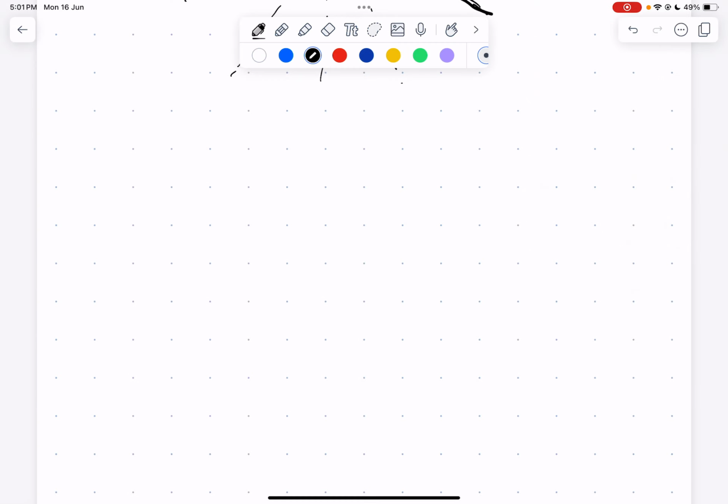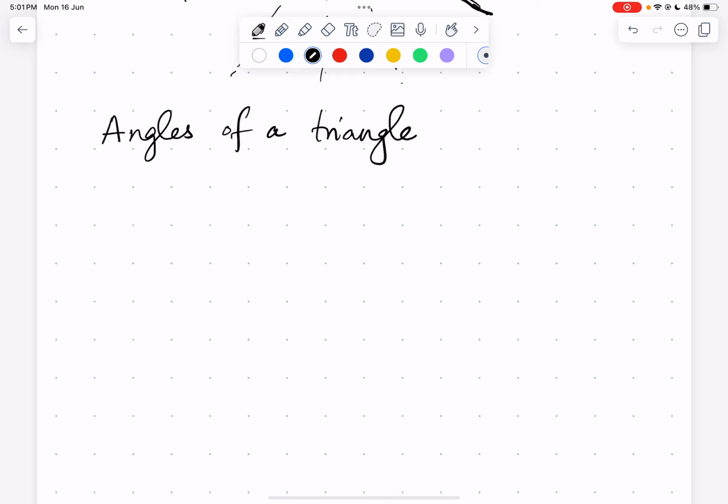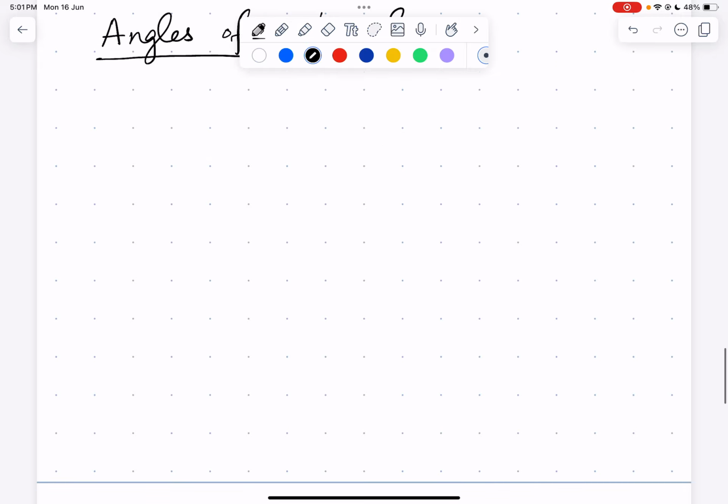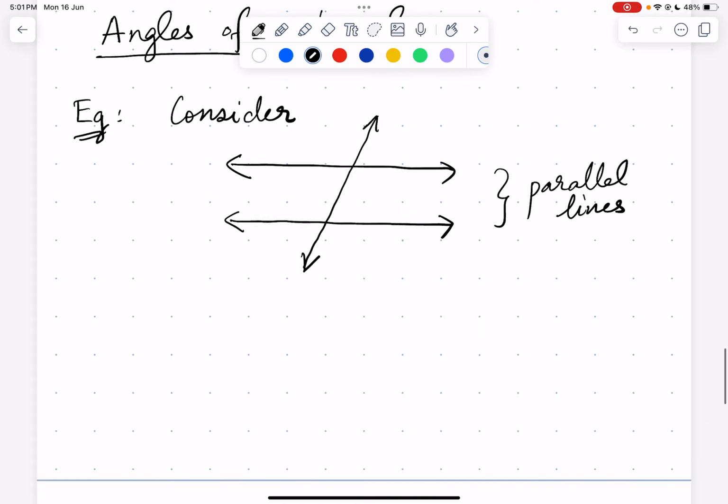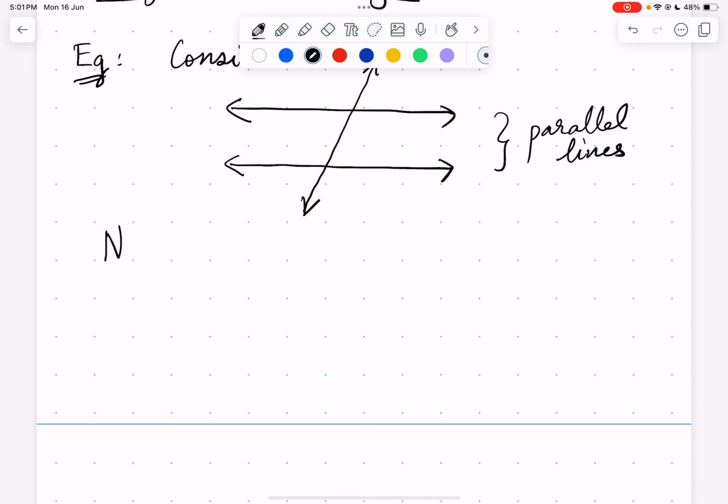Okay, let's continue. We'll study angles of a triangle. So, an example. Consider two parallel lines. So, these are parallel lines, and consider a line which cuts both of them. Okay. Now, in this situation, note the equality of angles.